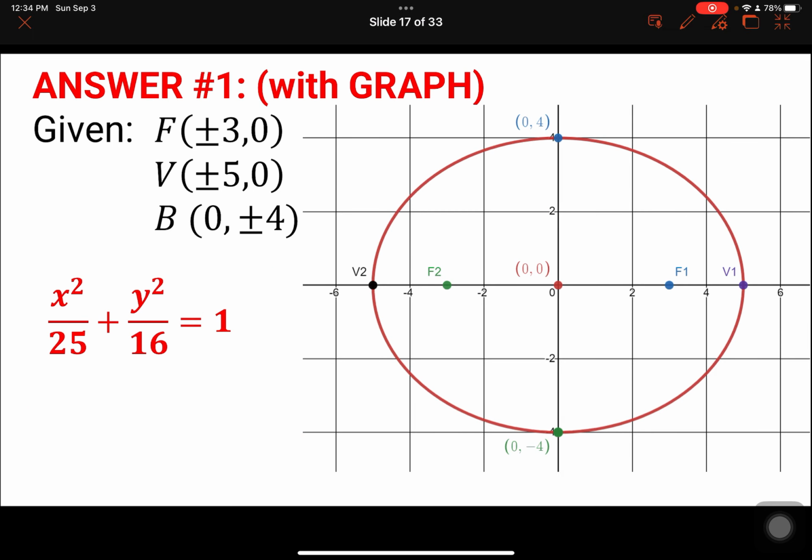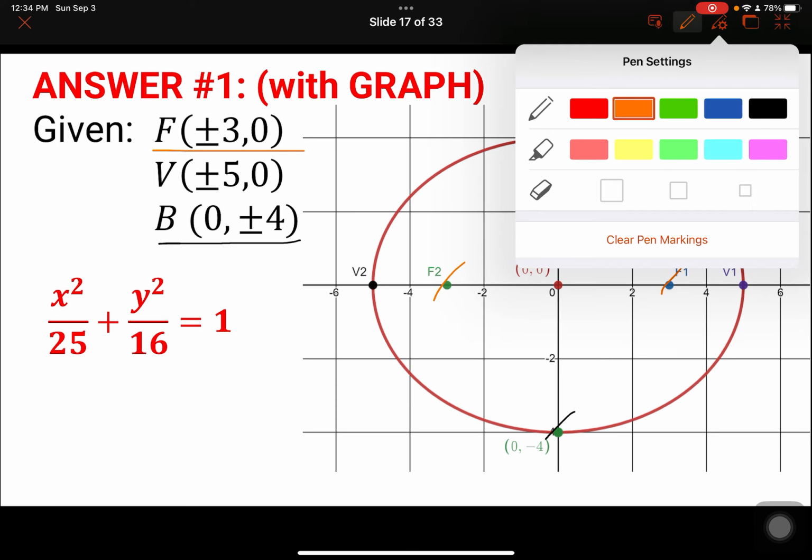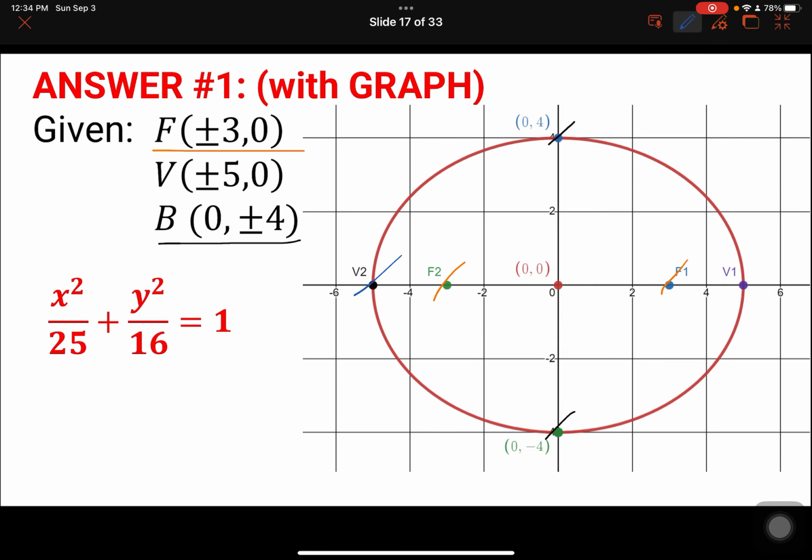So, let's discuss this graph. Ito yung nakuha nating co-vertices. Ito yan. Then, next, ito naman yung mga foci natin kanina. Then, lastly, this is our vertex na binigay natin kanina. Okay? So, that is for our first example.